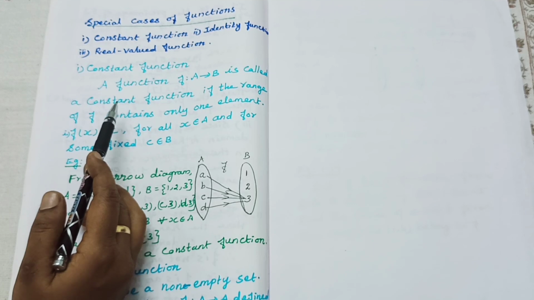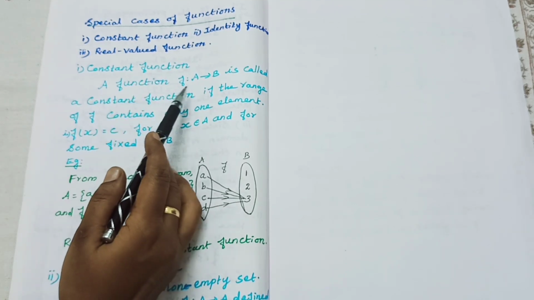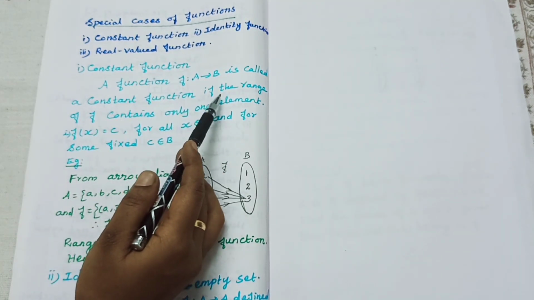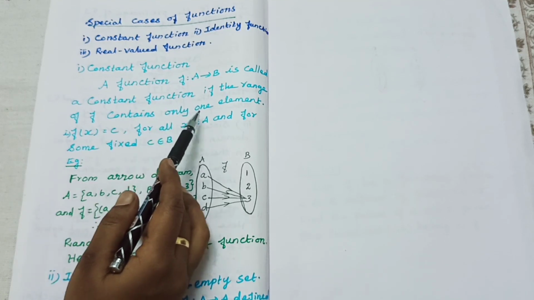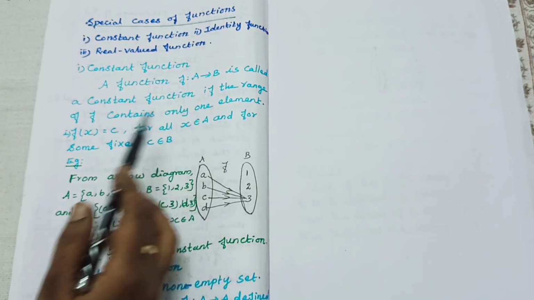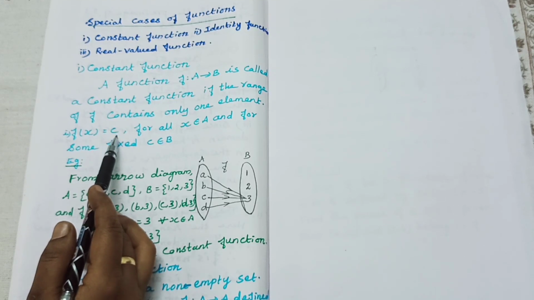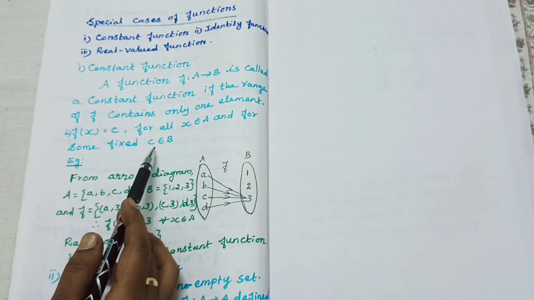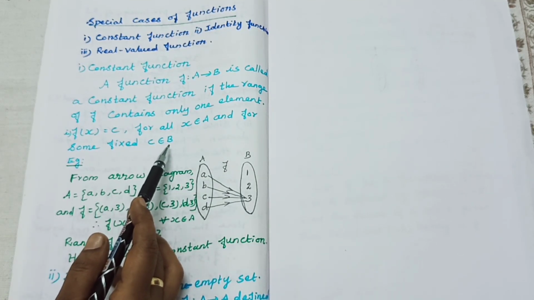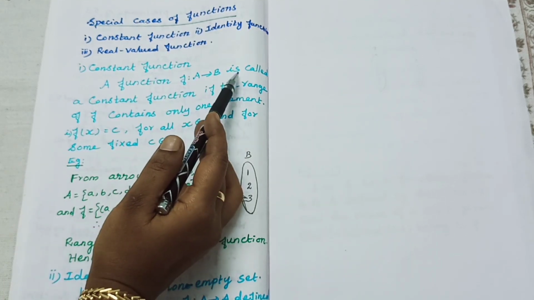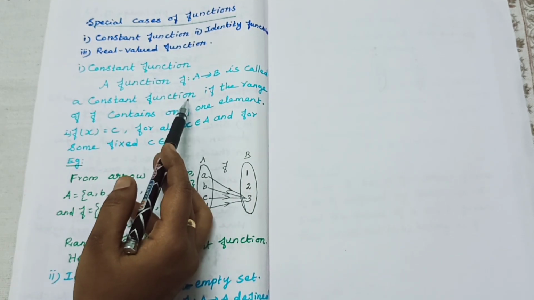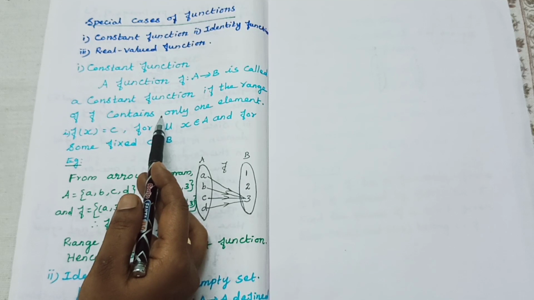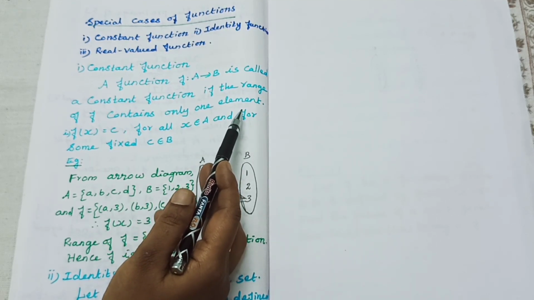A function f from A to B is called a constant function if the range of f contains only one element. That means f of x is equal to c for all x belongs to A and for some fixed c belongs to B. The range of f contains only one element. That is the constant function.